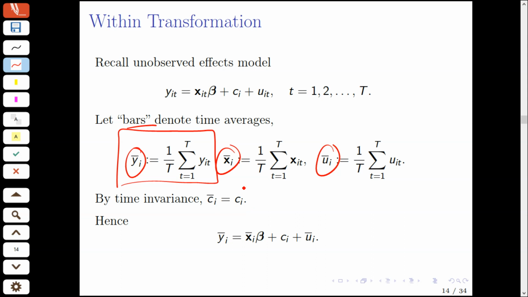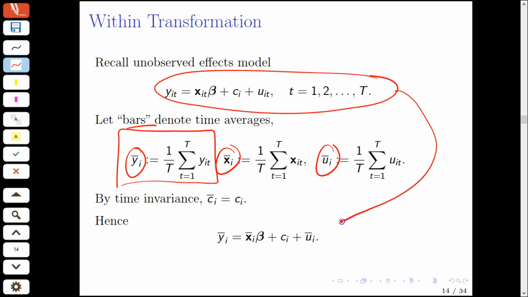Now, if we take our linear expression up here, and we average both the left and right hand sides, then given the linearity, we can collapse these capital T equations into a single equation, stating that the time average outcome, y bar, is linear in the time average regressors up to the unobservable Ci, the individual effect, and the average of the UITs.